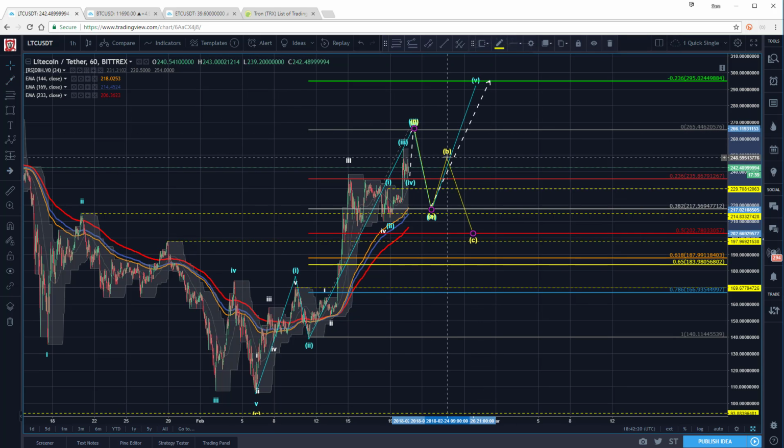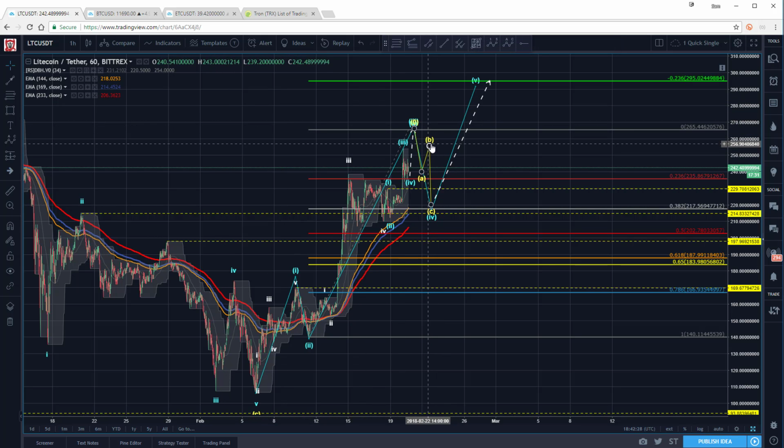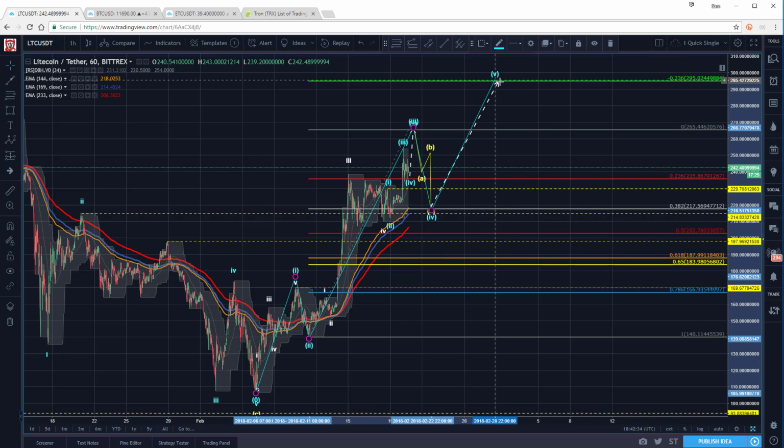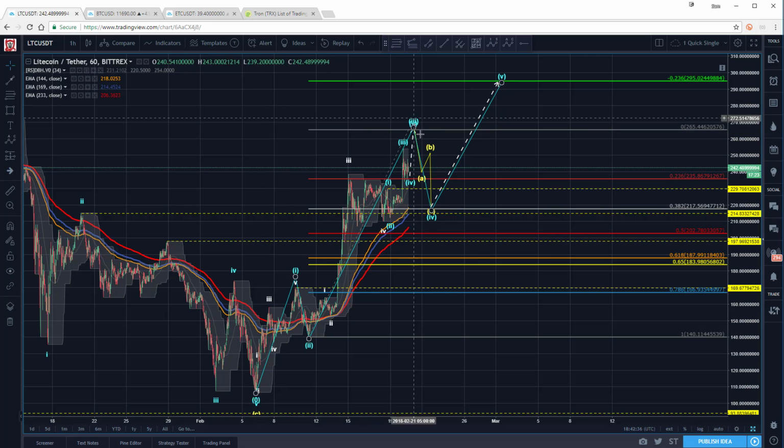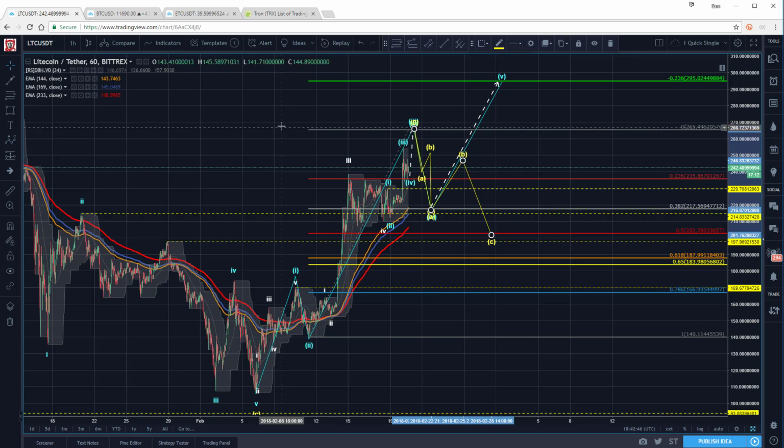Right, so if you had something like this, this is where it's a little tricky. That could be, right, so this is why I wouldn't load up there. That could be the ABC into the 4th, but it also could be just the A wave of a larger correction. So this is why you've got to be careful of this.